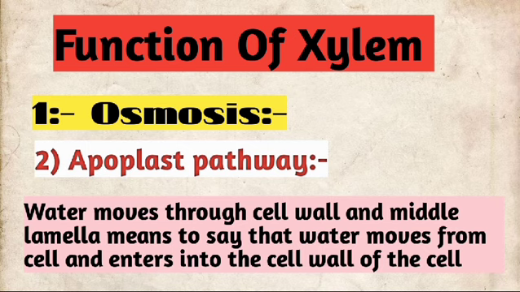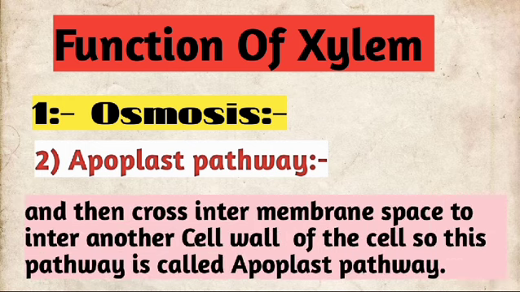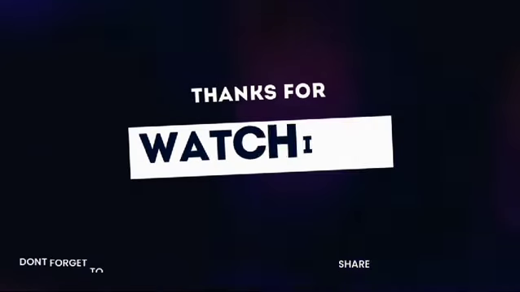Now I am discussing the apoplast pathway. In the apoplast pathway, the water moves through the cell wall and middle lamella. That is to say, the water moves from the cell and enters into the cell wall of the cell and then crosses the intermembrane space to enter the cell wall of the other cell. So this pathway is known as the apoplast pathway.